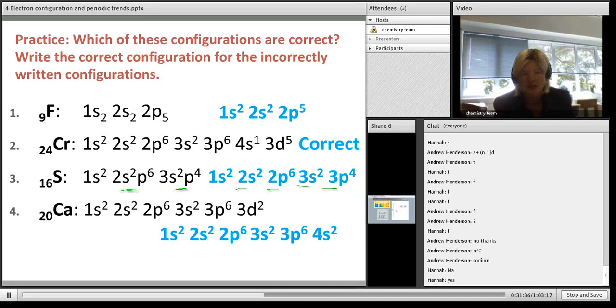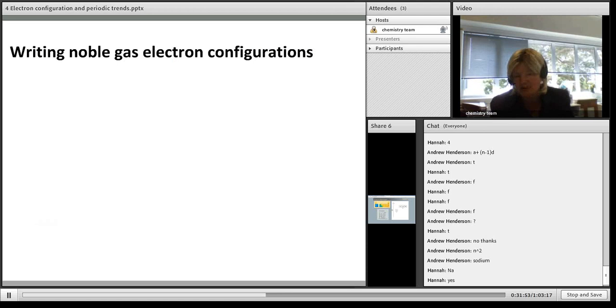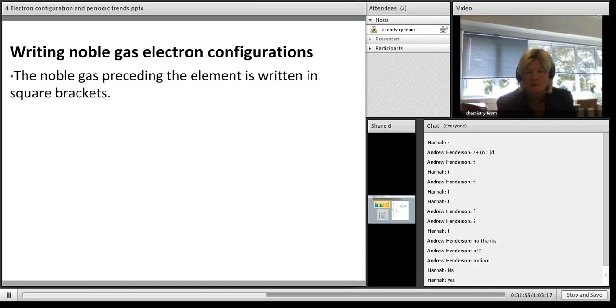And the last one is, if I remember, that's also, okay, that's an example where a student filled in the d orbitals before the s orbitals. So remember, 4s is lower in energy, so 4s gets filled before the 3d.